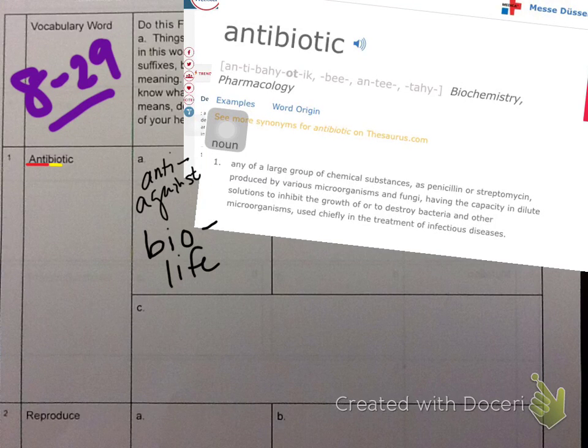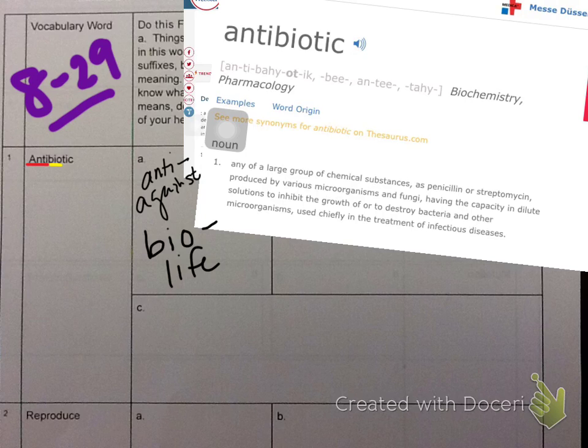Okay, so we've got the two definitions, one from Merriam-Webster's, one from dictionary.com. And I think the dictionary.com definition is probably a little more user-friendly for us. So dictionary.com says, any of a large group of chemical substances. Do we know what a chemical substance is? Yeah. Such as penicillin or streptomycin. And those are antibiotics we know the names of. Maybe you know the names of. Produced by various microorganisms and fungi. Did you know that a lot of antibiotics come from bacteria? Isn't that weird? Yeah. It's like turning their guns on themselves.